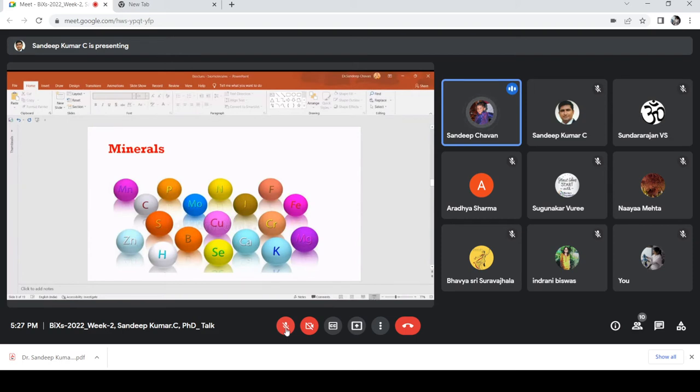Now, the body needs different kinds of minerals in the cell to carry out different kinds of chemical reactions. So these are the different minerals which are required in the cell to carry out different kinds of biochemical functions.